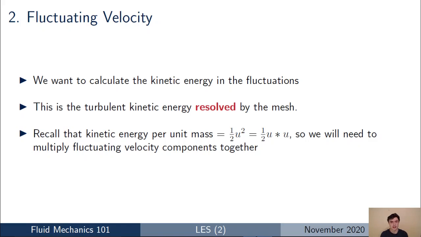Whereas, of course, in a RANS calculation, we haven't actually calculated a value of u prime there. We've modeled it, so the turbulent kinetic energy would not be resolved in the RANS calculation. And how are we going to calculate this kinetic energy in the fluctuations? Well, if we just think back to the definition, kinetic energy is normally half m times velocity squared, where the m is for mass, but we want the kinetic energy per unit mass. So we're going to have to multiply these fluctuating velocity components together to get the u squared, and that's going to allow us to put together a calculation for the kinetic energy.